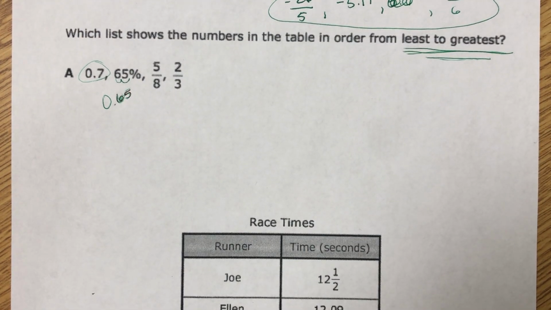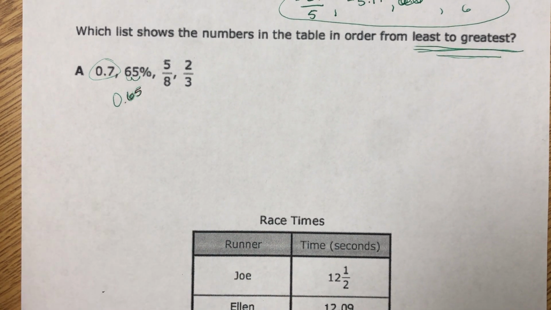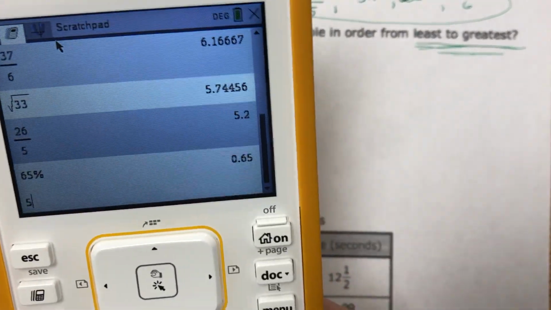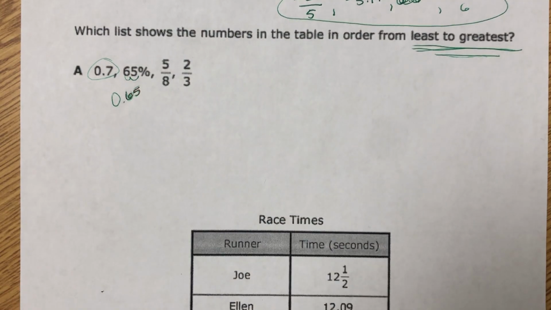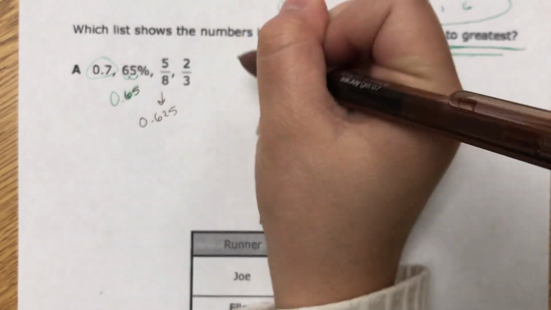Anytime you have a decimal place, you just move 2 times. So we have 0.7, now we have 0.65. 5 over 8, I need to get the decimal form of that. I'm gonna write it down here. It's 0.625.